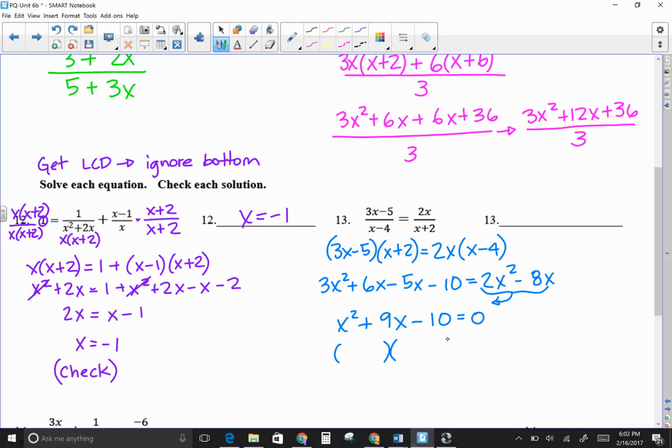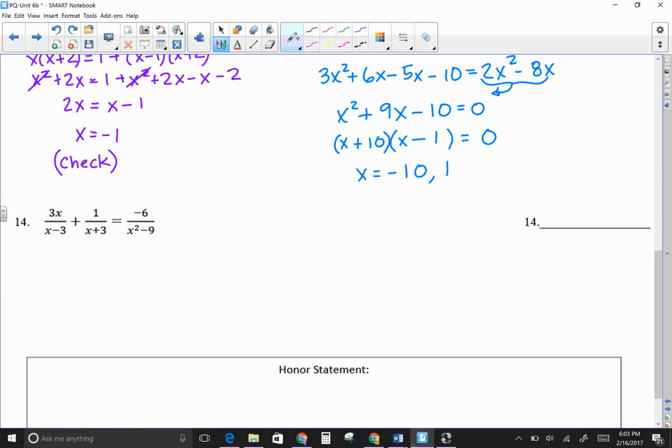Does it factor? Well, I hope y'all are saying yes, because there are factors of 10 that subtract to give me 9, and that would be 10 and 1. 10 times 1 is 10. Some people tend to put a 9 there. Now, one of these has to be different. If I need a positive 9, I need a positive 10. So, set each factor equal to 0: x equals negative 10 and positive 1. Does that make the bottom 0 in either of those cases? It does not, so x equals negative 10 or 1.